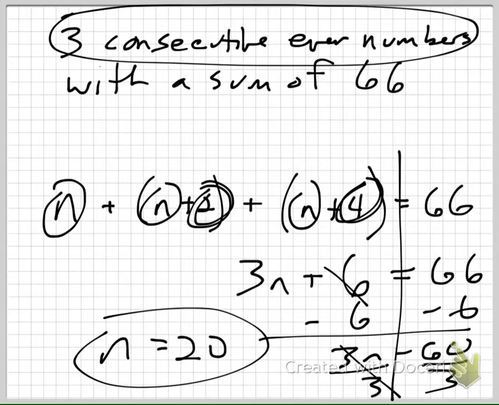If n is 20, then what are the three consecutive even numbers? 22 and 24. 20, 22, 24. Does that make sense? Okay, I'll let you guys try one of these, just one.